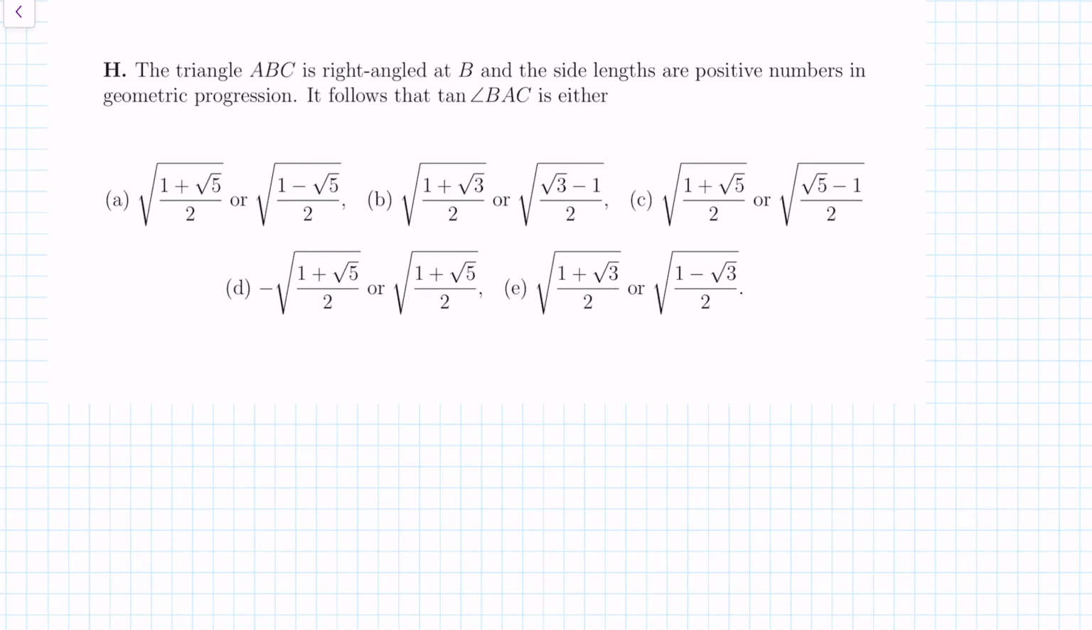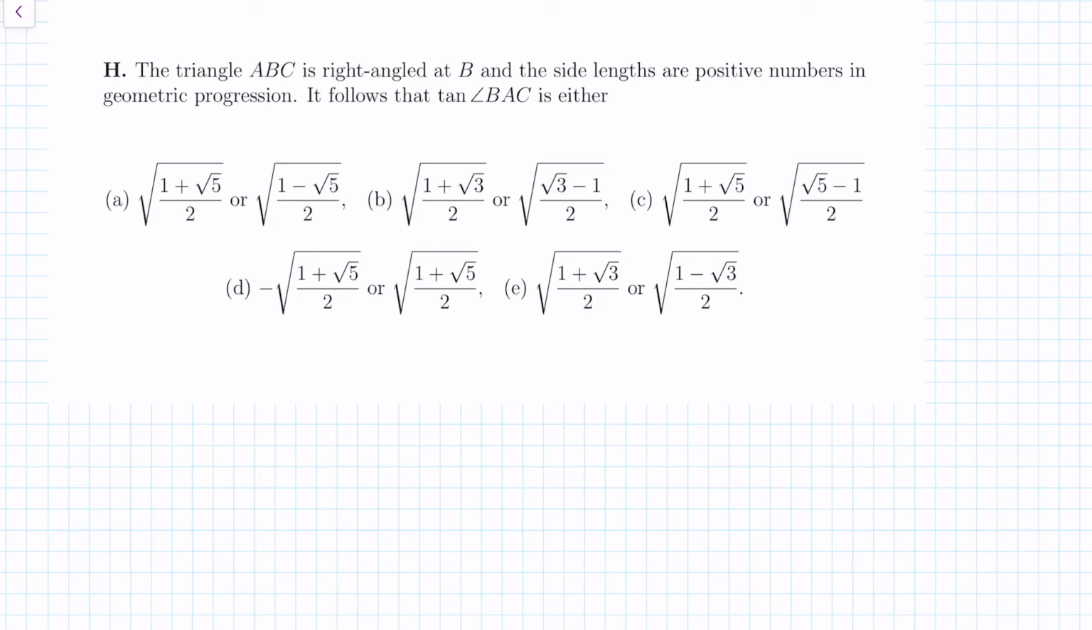So we're going to solve a question from Oxford MAT paper 2019. The question is about a right angled triangle and it connects trigonometry with geometric progression. If you'd like, pause the video, read the question and try solving it yourself first, then we can go over it together.